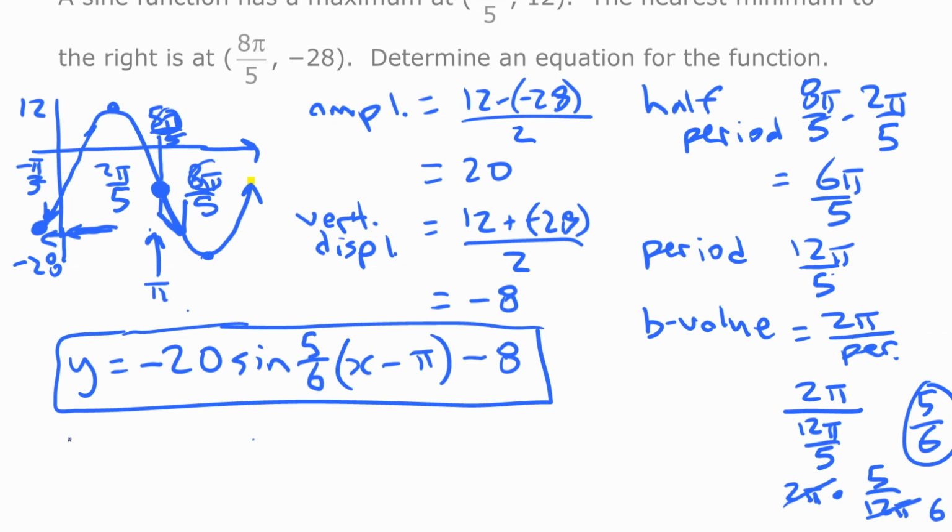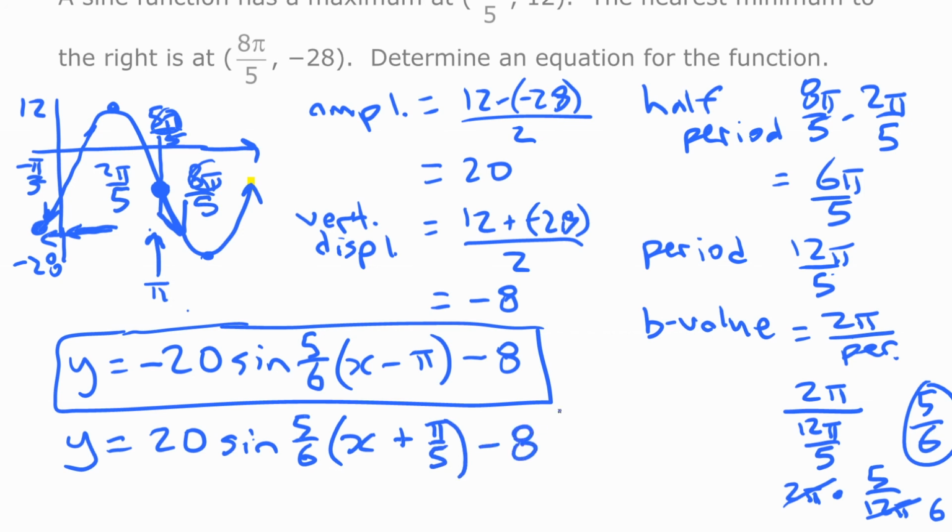So we would have almost everything else the same here. Of course, this would be plus 20, no negative sign there. Sine, the same 5/6 as our b value, but this time our phase shift would be to the left by pi over 5, so we'd have plus pi over 5 there, and then we'd have our -8 here. So that's an equation if you're using positive sine.